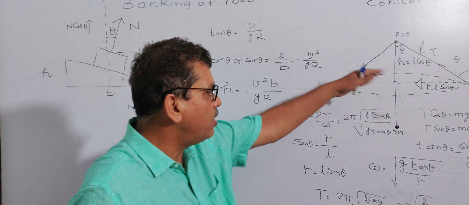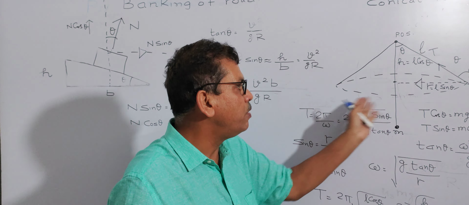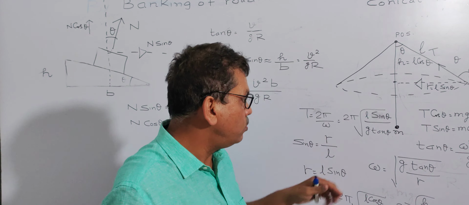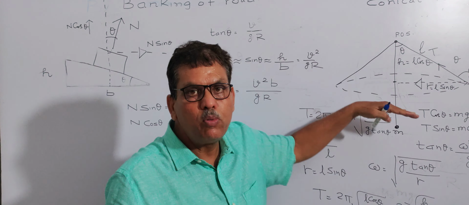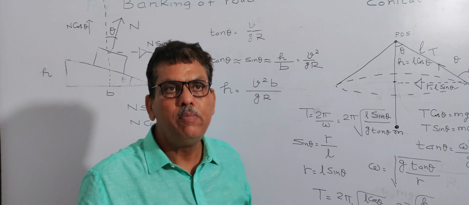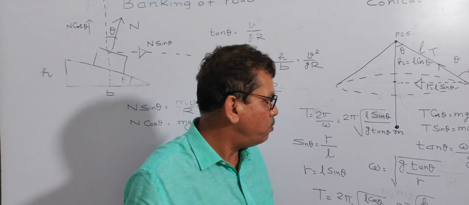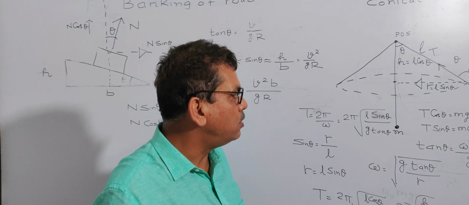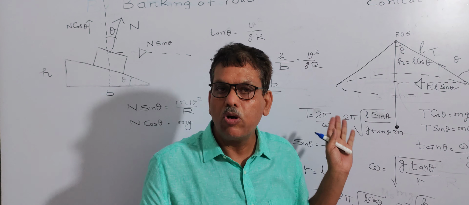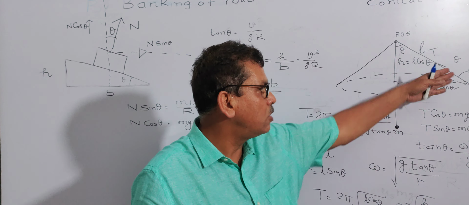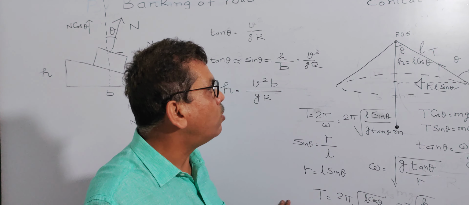This way I can find the angular velocity and the time period with which the bob is moving in a horizontal circle. Simply remember: if the horizontal circle is at height h below the point of suspension, then the time period will be equal to 2 pi root under h by g, and omega can be written as 2 pi by T. The tension in the string has one component providing centripetal force, and another component balancing the weight of the object. So this is all about the conical pendulum.